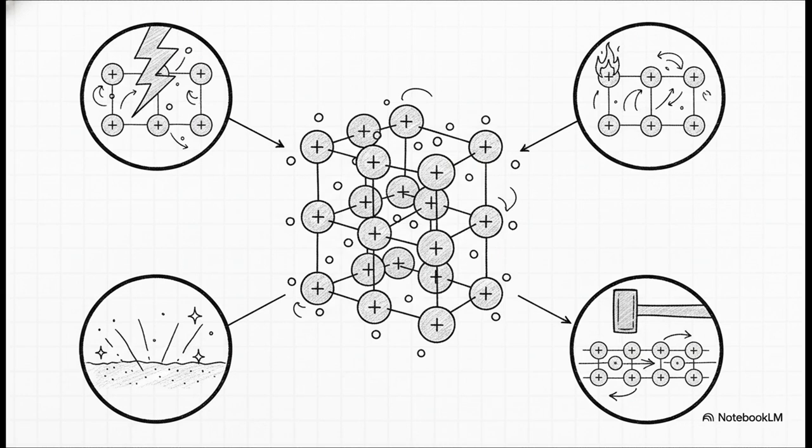Why do they conduct electricity? It's just that sea of electrons flowing. Why do they conduct heat so well? Same reason. Those mobile electrons spread the energy around super fast. Their shine? That's the electrons reflecting light. And the fact you can hammer them into shape?